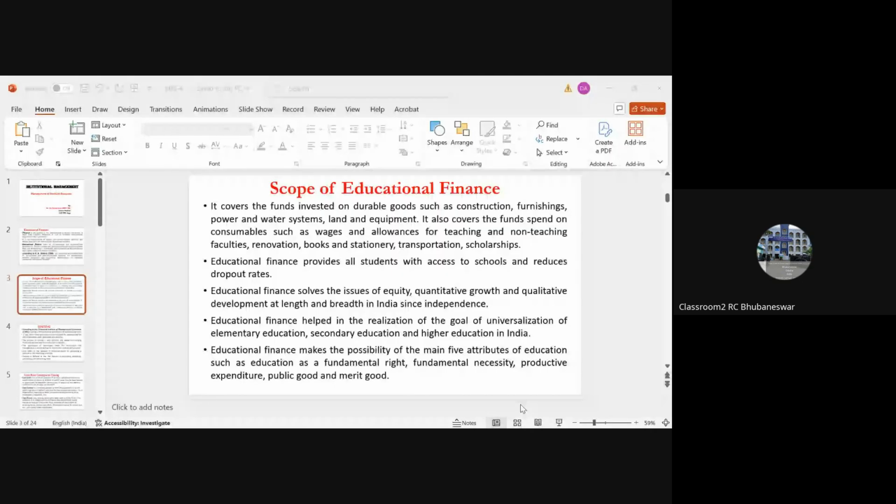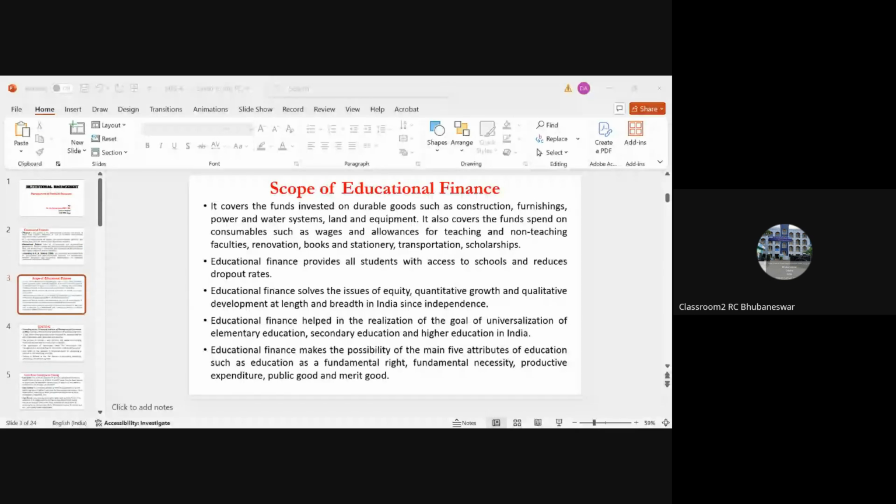Teachers' salary, staff salary, maintenance, SIG, RMG grant, library grant, civil work grant, all of these come under the scope of educational finance. All the income and expenditure from beginning to end comes under the scope of educational finance.